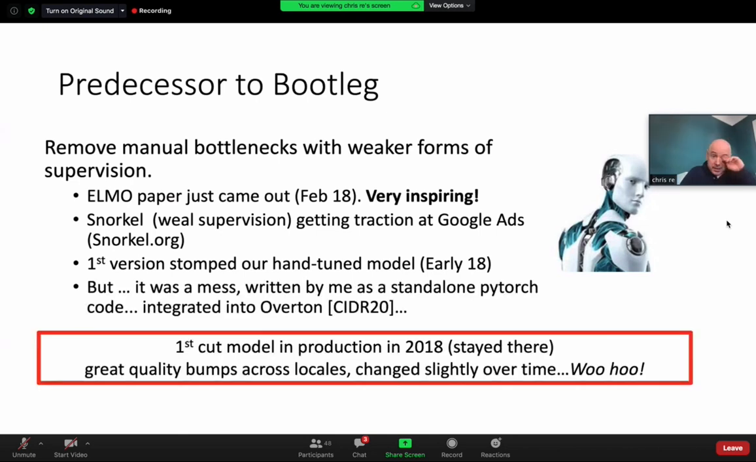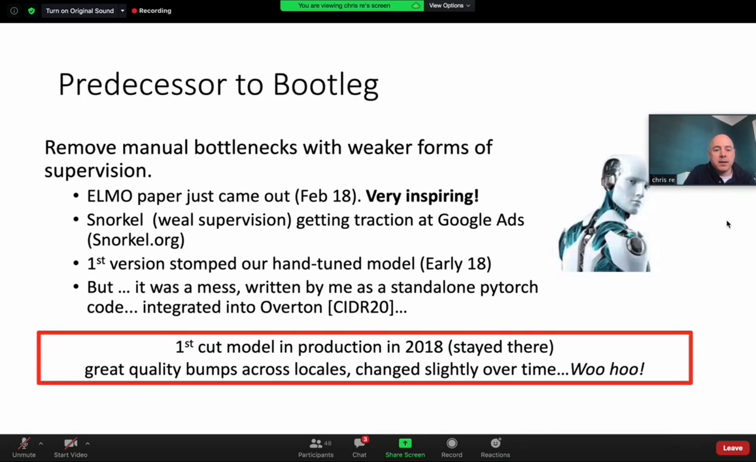So I wrote it as this huge mess of PyTorch code, and it got integrated into a system I wrote called Overton, because it was delivering on what it promised in 2018. It got put into production then, and it got good quality bumps across locales, and life was good. Like, we were really excited this thing shipped. But it was a mess.